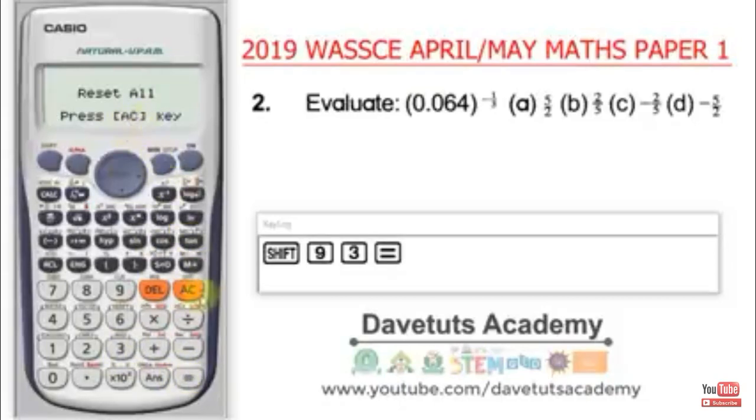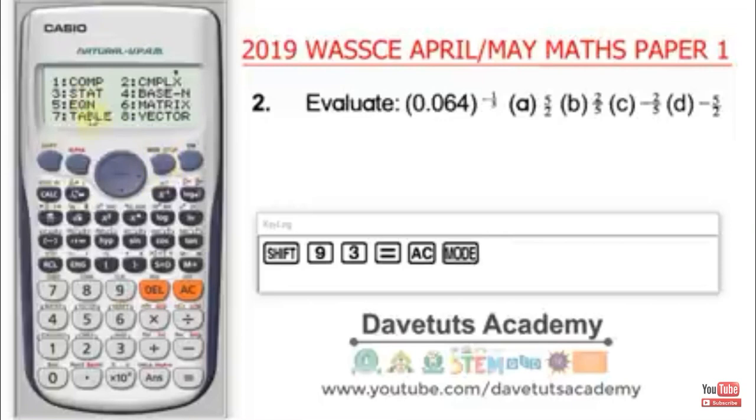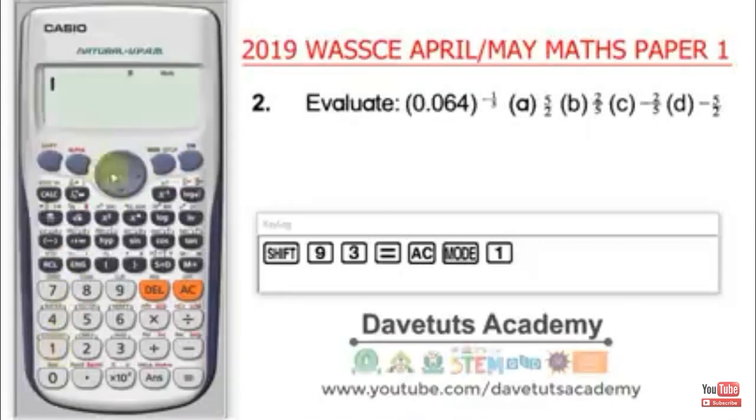Then I'll press AC to reset all. So now I know that my calculator is set to the default settings, and if I check the mode, I'm on the computer mode, that is 1. So I can go ahead and try to solve this question. What we have is 0.064 raised to power minus 1 over 3. I'll try and put it exactly as it is expressed in the question.